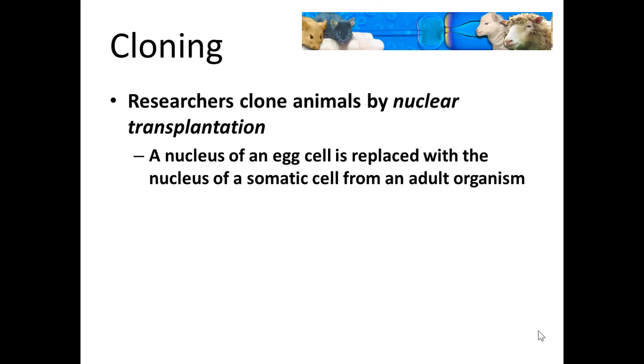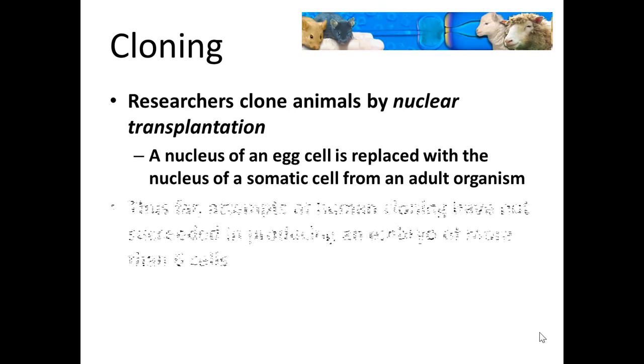Researchers clone animals by nuclear transplantation. That's basically, in a nutshell, when the nucleus of an egg cell is replaced with the nucleus of a somatic cell of an adult organism. And we know that a somatic cell is any type of cell that's not an egg or a sperm. Okay, so anything but a sex cell.